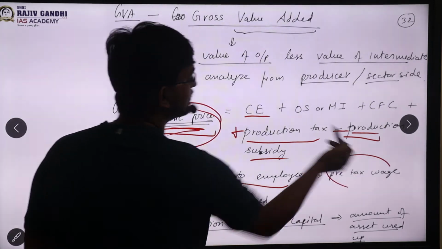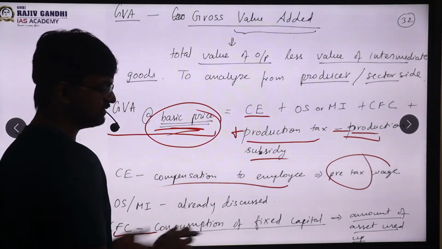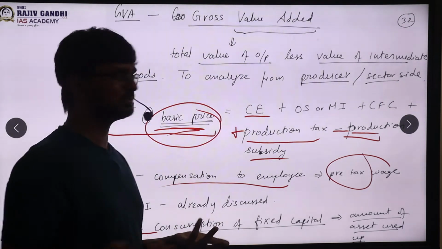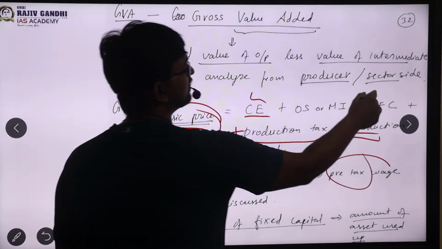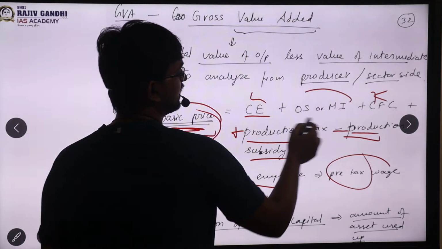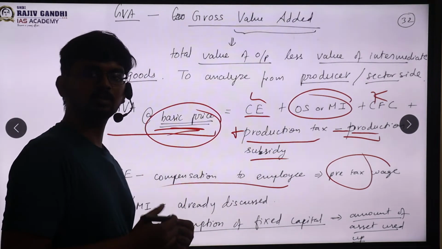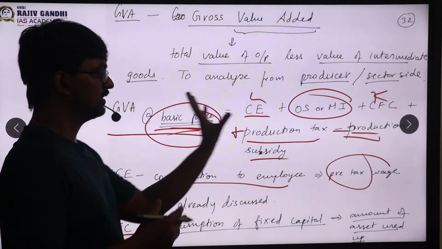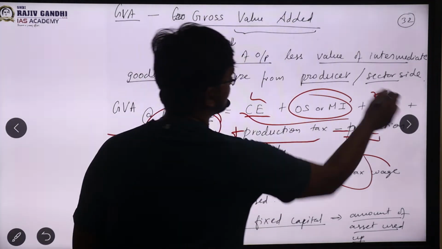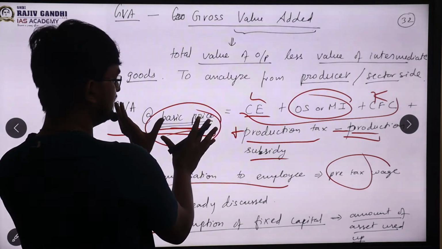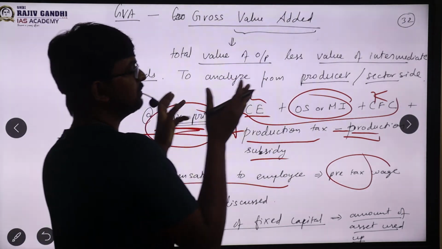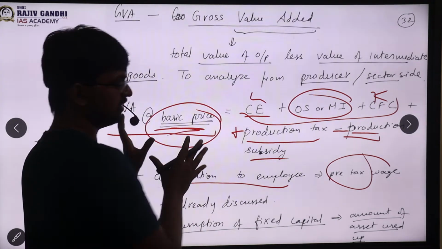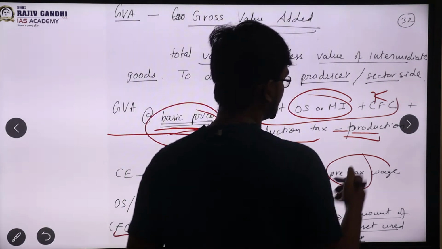Essentially pre-tax wage. Okay, similarly what is CFC? CFC is consumption of fixed capital, that is how much capital is used. So this is for labor, this is for capital. On top of that, we are also adding operating surplus and mixed income, which I have explained in the income method. So this is for my factors of production. Apart from that, to come to GVA at basic price, I am adding my production tax and removing my production subsidy to come to GVA at basic price, sir.